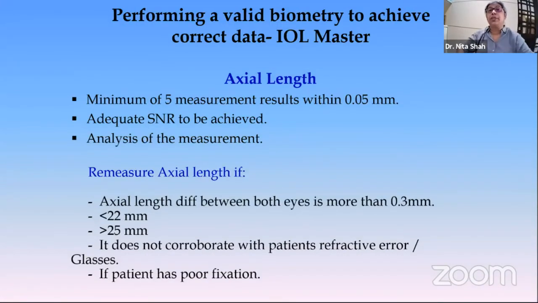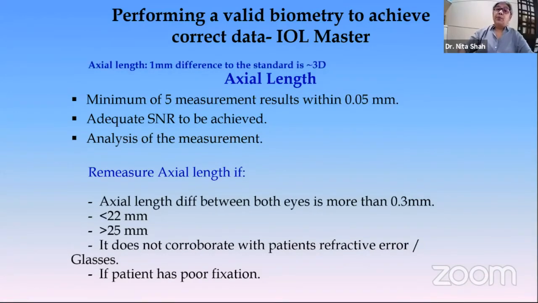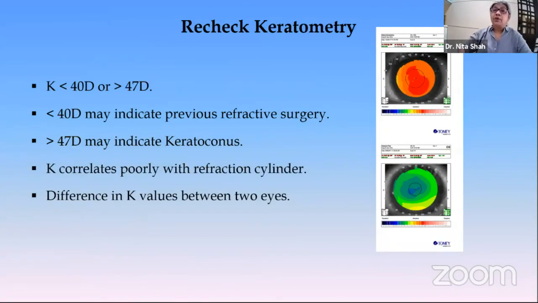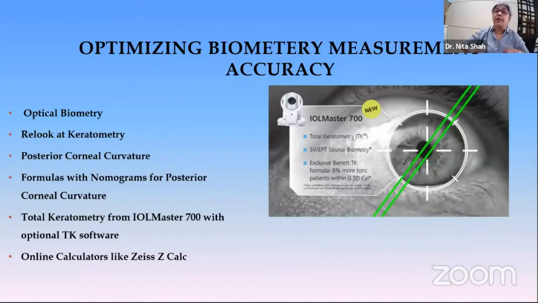Even the axial length, we need to see that we have a good number of consistent measurements. Adequate signal to noise ratio should be achieved. And we remeasure if we find that there are some outliers or where we find that the data that we are getting is not consistent, and we need to reconfirm what we are doing before we proceed. Keratometry is rechecked in very flat, very steep corneas. Also, if both the eyes are not matching, and if it correlates poorly with whatever the patient is already wearing.